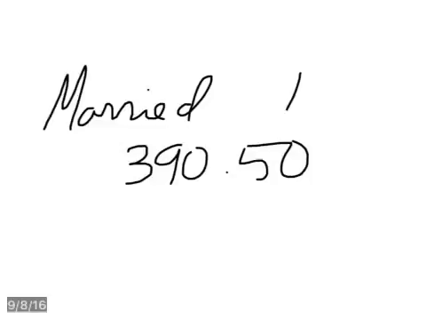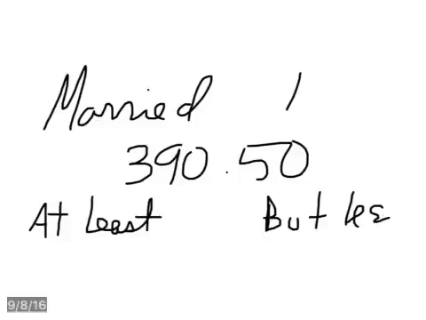Now here's how you read the chart. It says at least this, but less than this. Okay? It says at least, but less than this. So when it says at least, but less than, when we have that number in there, that $390.50, we need to figure out where it falls in that category. So when you scroll down the side, it's at least $390, but less than $400.